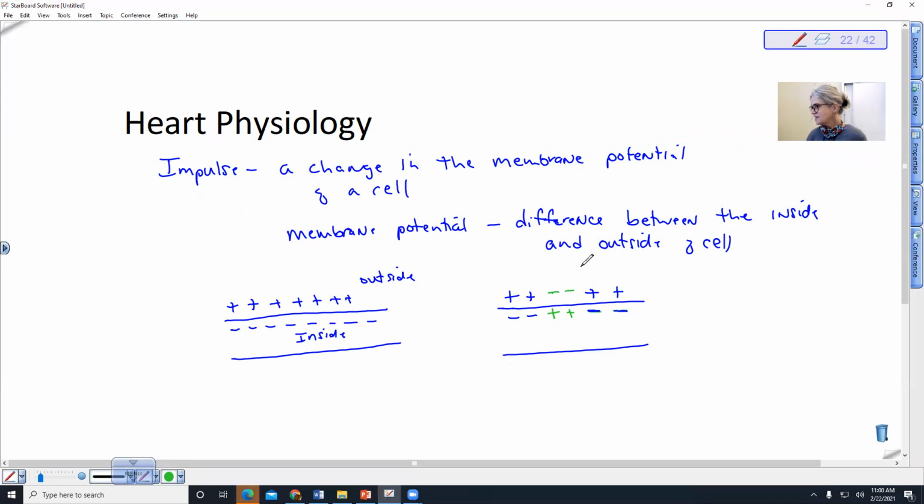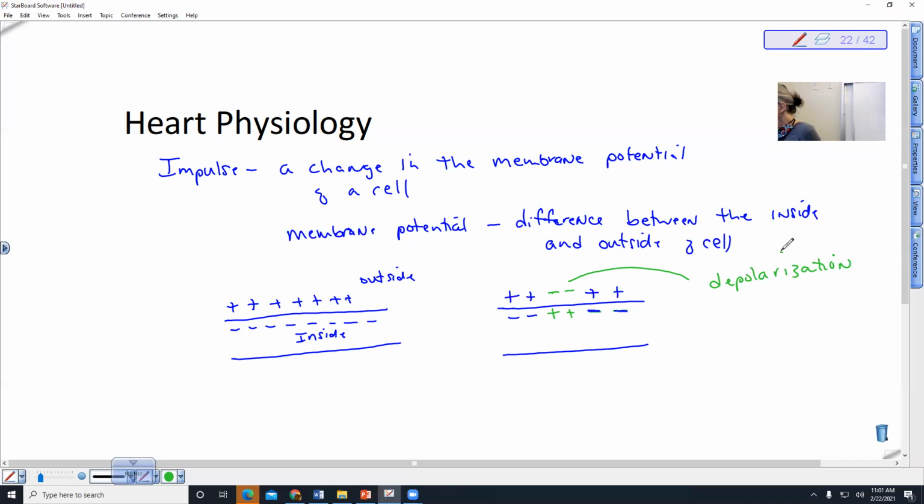Okay, so this is what the impulse is. It's just a change in the membrane potential. So the inside becomes temporarily positively charged. And so this is actually what is referred to as depolarization. So it moves towards zero, right? It depolarizes, but then it overshoots zero. And so this would be my depolarization. This depolarization can actually cause the muscle to contract.